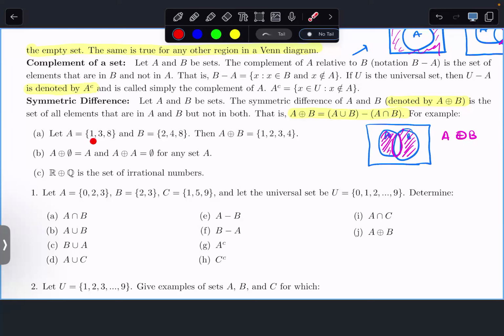If I talk about the same sets, 1, 3, 8, and, I guess they're new, 2, 4, 8, then the symmetric difference: I have to remove any overlap, right? I've got an overlap of 8 in both sets. So then 1, 2, 3, 4, listing all the elements that are not in both. The symmetric difference of A and the empty set is going to be A, because if I take away the empty set from A, I'm still left with A. But also the symmetric difference of A with A: if I take away any overlap in A with A, I'm left with nothing, no elements, and so I get the empty set.